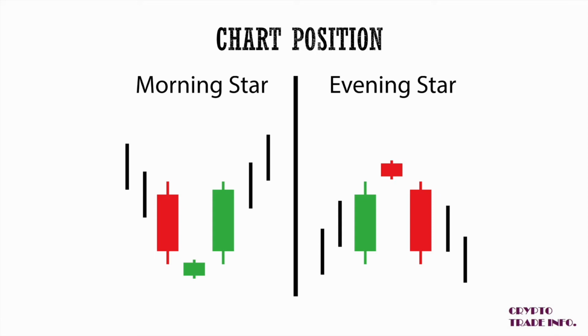If you look at the morning star here, you will see the morning star appeared at the end of a downtrend. The same way the evening star appeared at the end of an uptrend. What does that mean? The morning star is actually a bullish reversal to the upside, from the downside. So a morning star is actually a bullish candlestick pattern, while the evening star is actually a bearish candlestick pattern at the end of an uptrend.